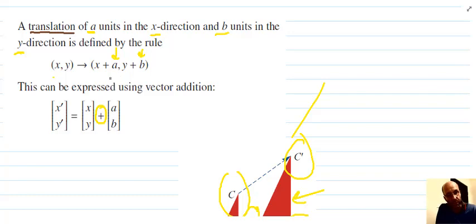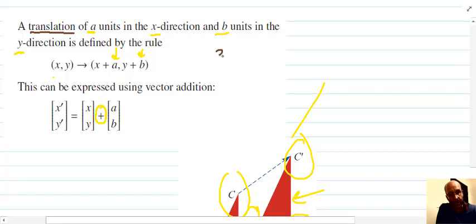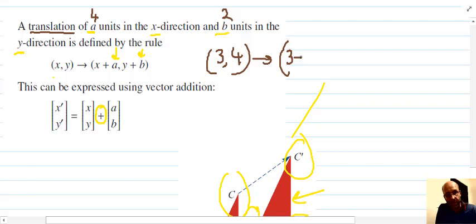And lastly, the case of the translation is a simple addition of a constant to x and a different constant to y. So again, if we started with our same point that we've been using, 3, 4, we had to translate it 4 units in the x direction and 2 units in the y direction. We simply would go, so at the moment x is 3, so we go 3 plus 4, comma, and y is 4, so 4 plus 2, and we would have 7, 6.